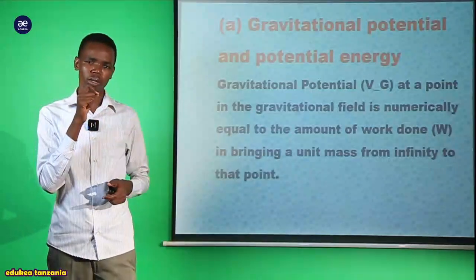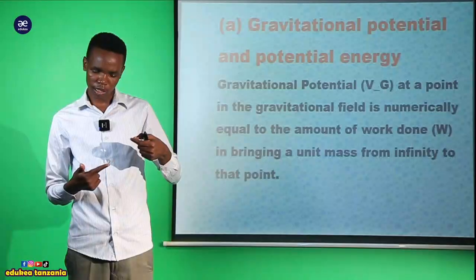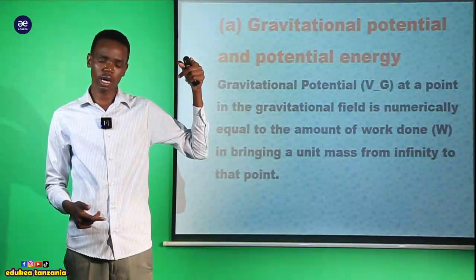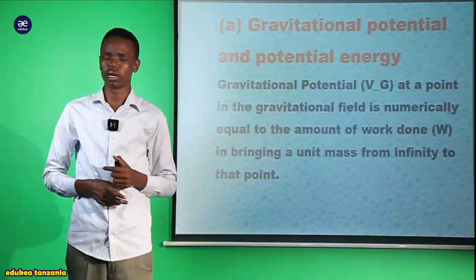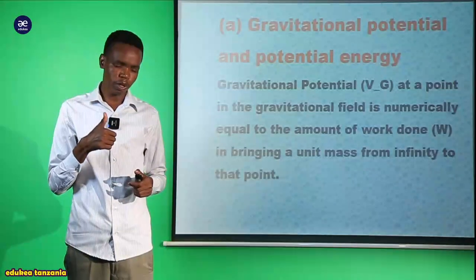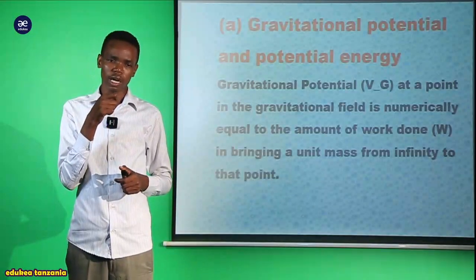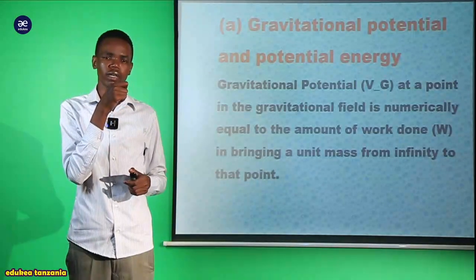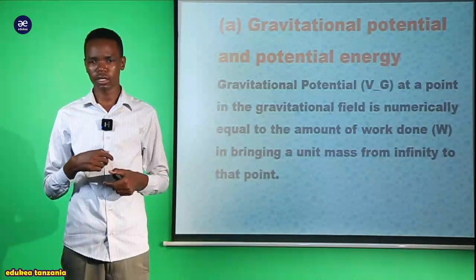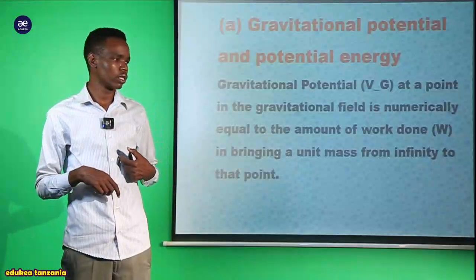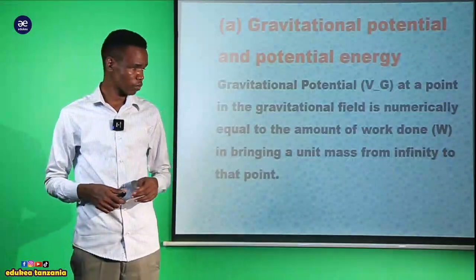The work done is required because the work done gives us the force times the distance: the force exerted from a certain point to infinity, over the distance. So we require the work done so as to bring the mass that is placed at infinity to a certain point. This is how we talk about the gravitational field and the gravitational potential.